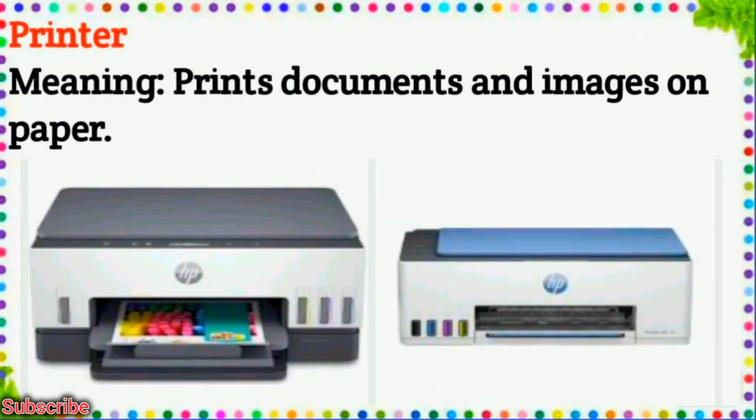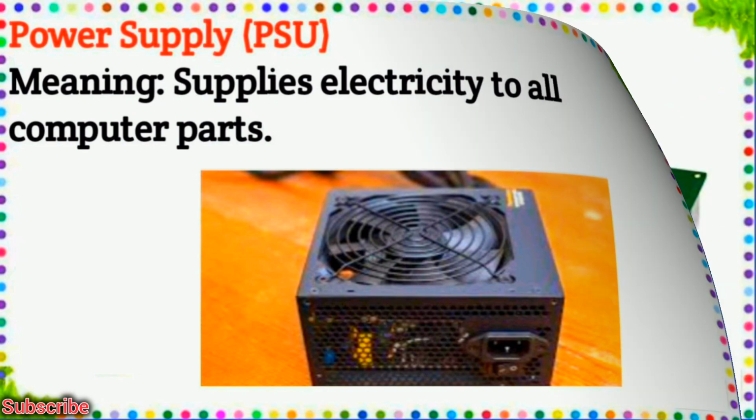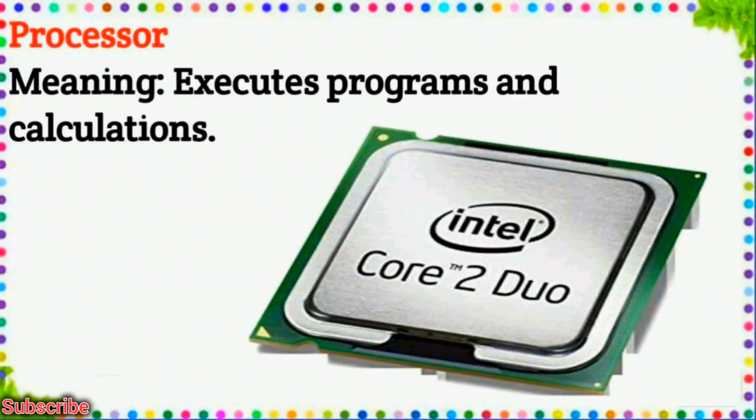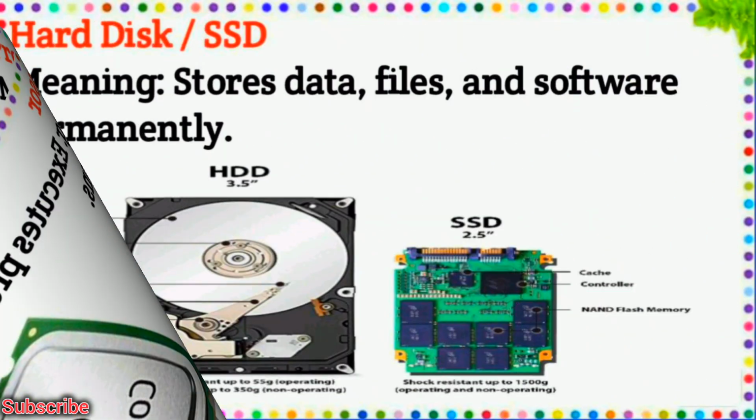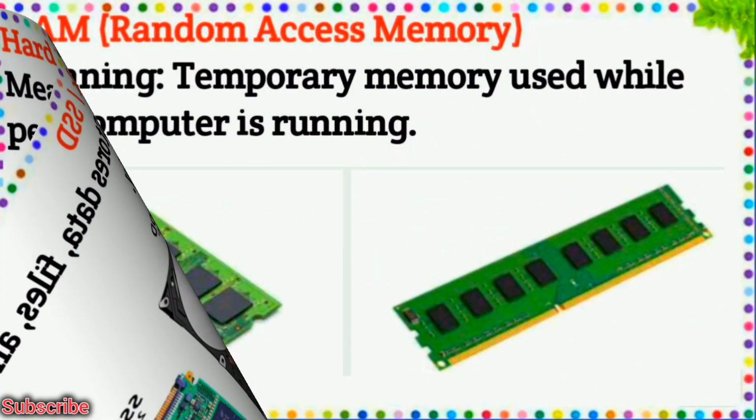Printer prints documents and images on paper. Power supply, PSU, supplies electricity to all computer parts. Processor executes programs and calculations. Hard disk, SSD, stores data, files and software permanently.